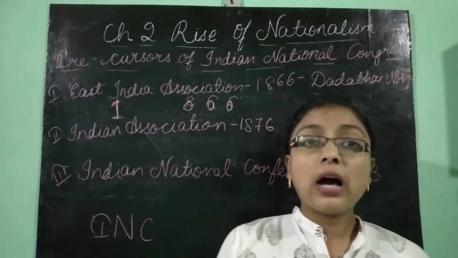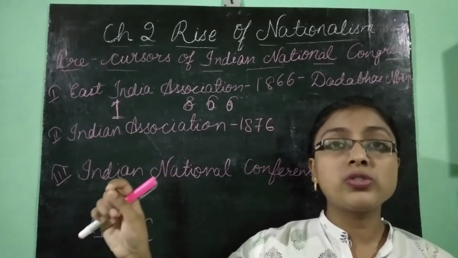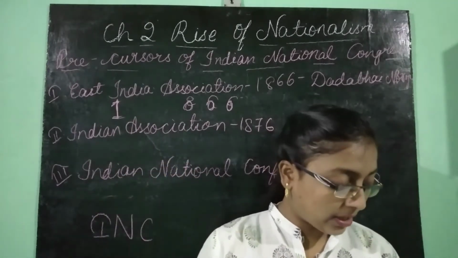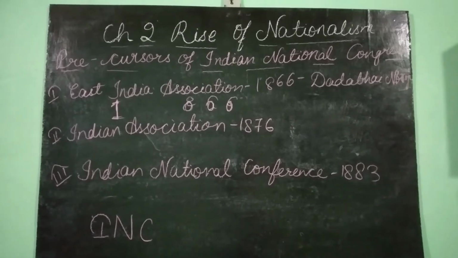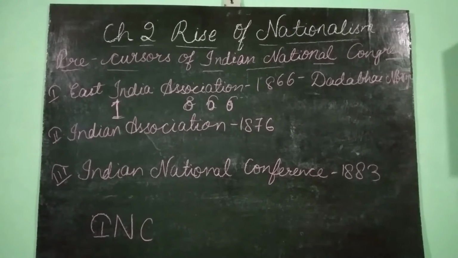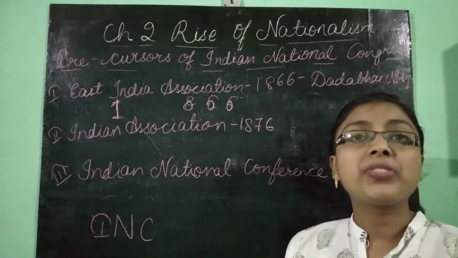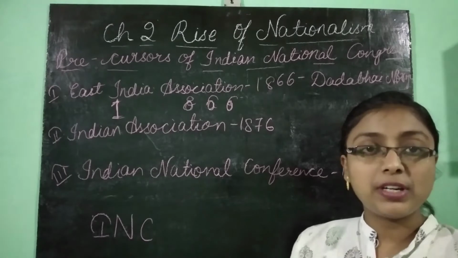Okay, now the branches of East India Association were also in Mumbai, Chennai and Kolkata. So in these three places also the branches of East India Association were present. Dadabhai Naoroji wished to face the actual affairs, actual problems in front of the British Parliament.